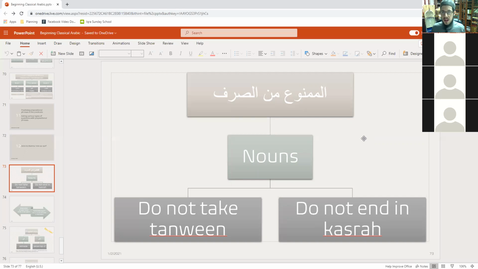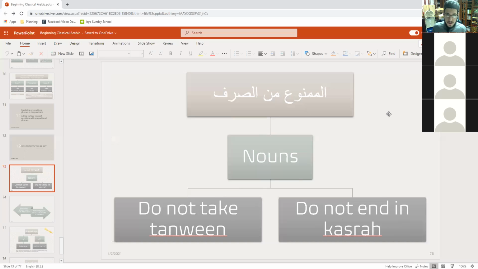Okay? Alhamdulillah, they're very regular, meaning that it's not like random, one word is going to accept dhamma and never have kasra, and the other one is going to only accept fatha. No, it's not chaotic like that. It's regular. There is a class of words that's called mamnu' min as-sarf that do not accept tanween, and they do not accept kasra. Okay? They do not accept tanween, and they do not accept kasra.